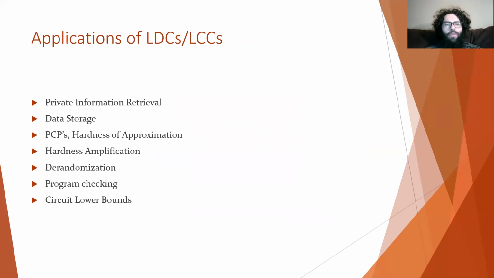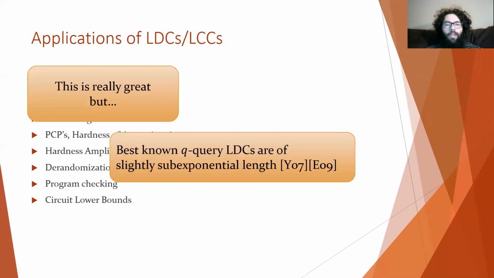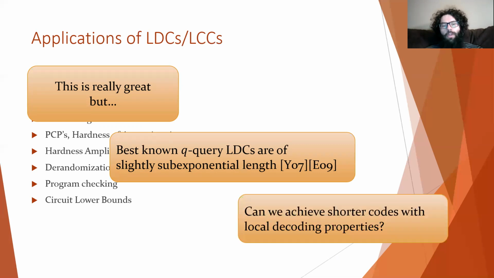Locally decodable codes and, more generally, locally correctable codes have many applications in theory: data storage, hardness of approximation, de-randomization, and program checking. That's all great, except that the best LDCs we have with constant query complexity are only slightly sub-exponential, which makes them not very useful for applications. A question we can ask is, can we achieve shorter codes, let's say of polynomial length or even linear length, with similar local decoding properties?